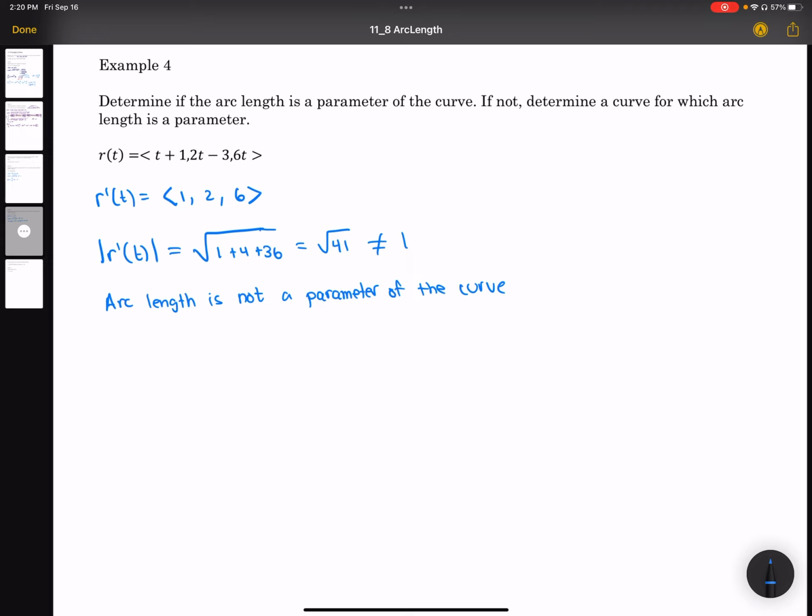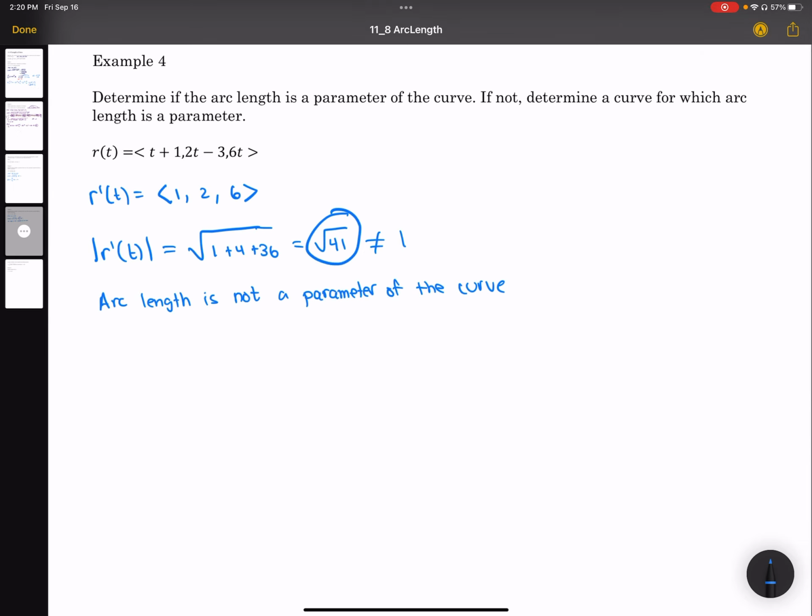So to get around that, we can still integrate this though. So we got that our magnitude was root 41. So say we wanted to write an arc length function. So s of t, s is for arc length, is the integral from 0 to t. And we want to take this value root 41 du. Now that's just going to give us root 41 u evaluated from 0 to our value t. So that's just going to give us root 41 t.